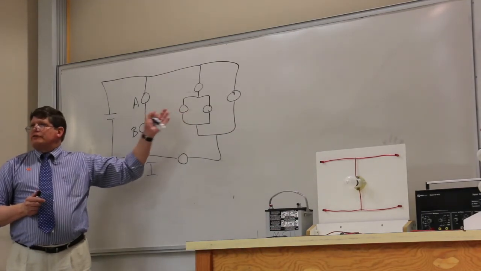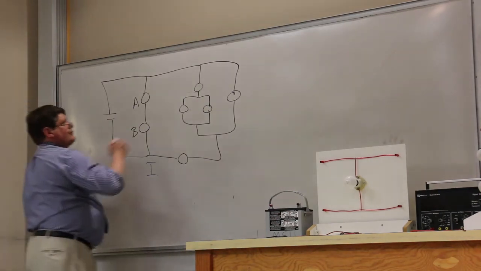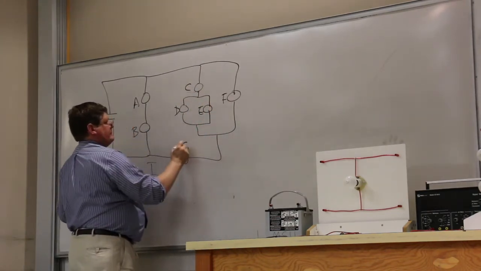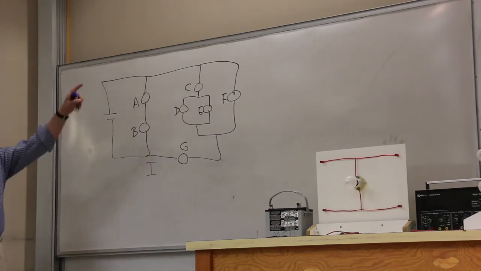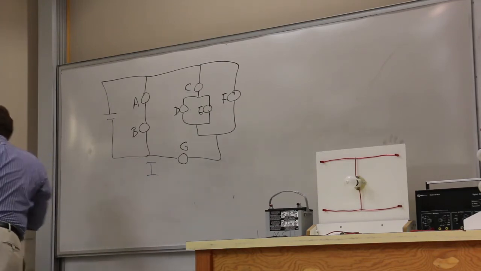That's the most important skill that you'll bring with you after being able to tell which is more resistance. Now, this was C, D, E, F, and G. When I redraw something, I redraw it in such a way that the two branches are the same. So I would redraw this.